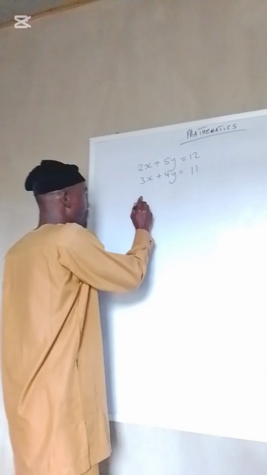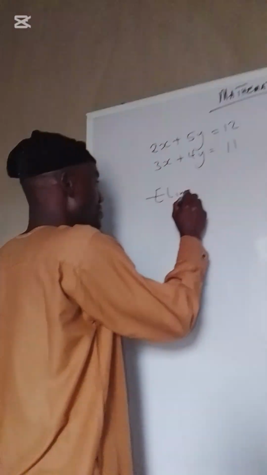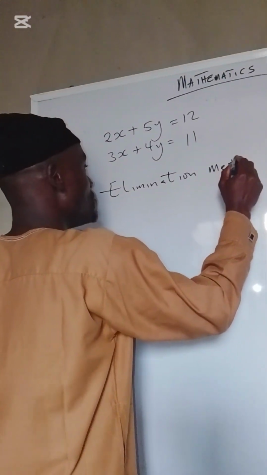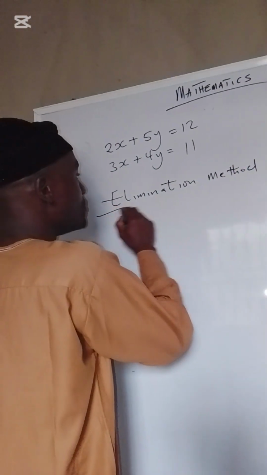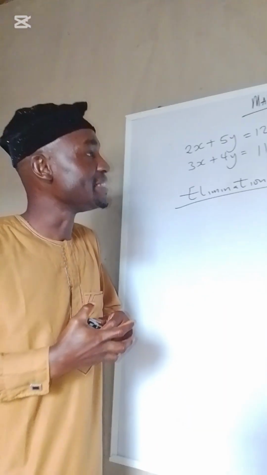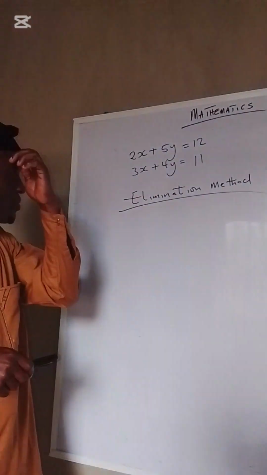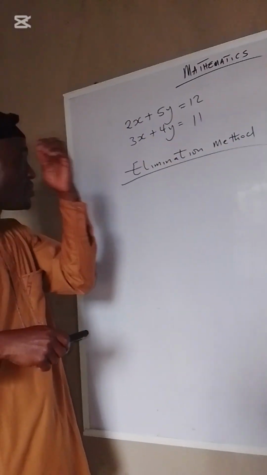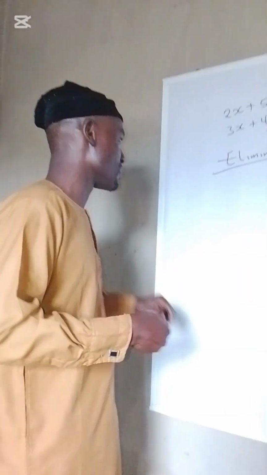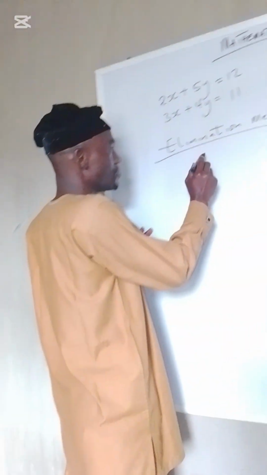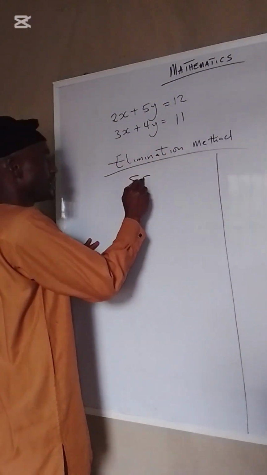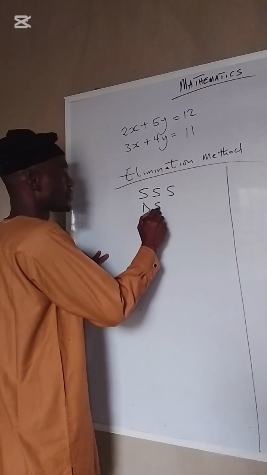And look at this now, I'm using the elimination method. If we use the substitution method or the elimination method, we are still going to arrive at the same answer. So anytime we are solving a question like this with the use of the elimination method, that's what we call SSS. I want you to take note of this. That's what we call SSS, SSS, and DSA.